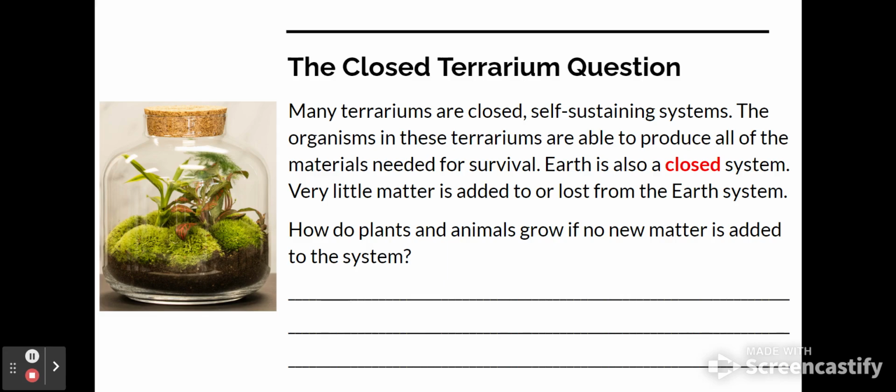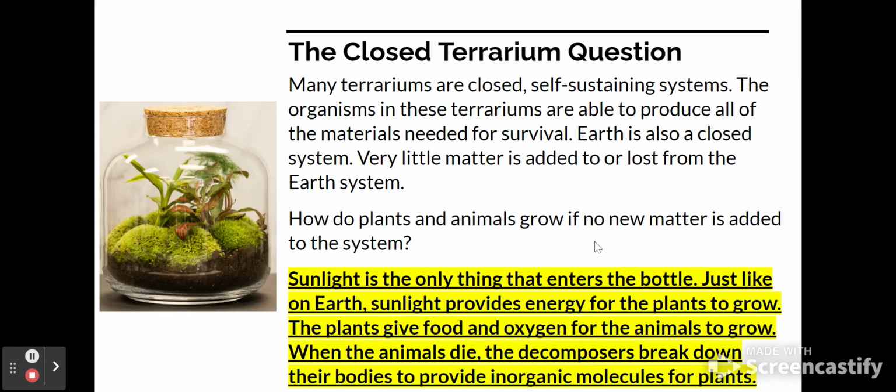Earth is also a closed system. Very little matter is added to or lost from that Earth system. So how do plants and animals grow if we don't add any matter to this system? Well, sunlight is the only thing that enters the bottle. So just like on Earth, sunlight provides the energy for the plants to grow, and the plants give food and oxygen for the animals to grow.